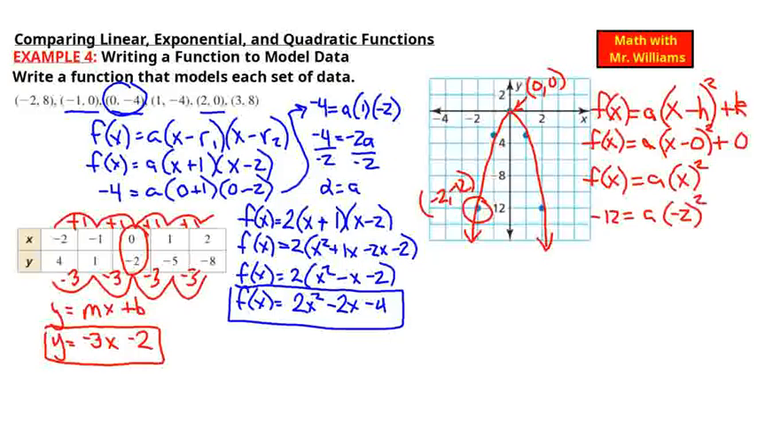squared. So -2 squared is going to give us 4. And we want to cancel out the 4, so we're going to divide by 4 on both sides, giving us -3 as our a value. So then we go back and we write our quadratic function out as -3x squared.